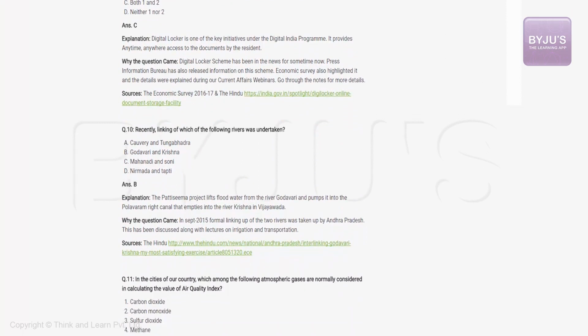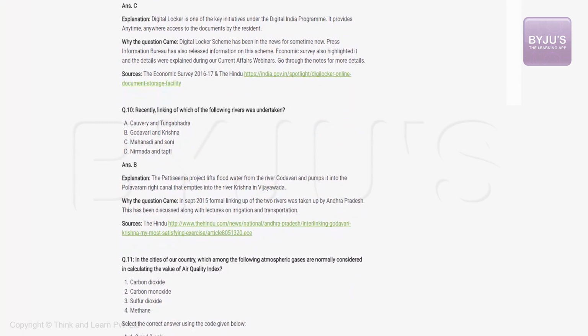Air quality index also has been in the news a lot. So I would ideally classify question 11 also as a category A question. And it's a very, very straightforward, easy question also.